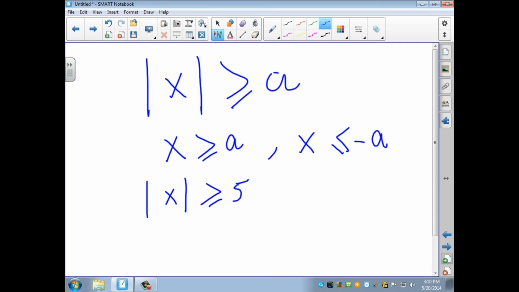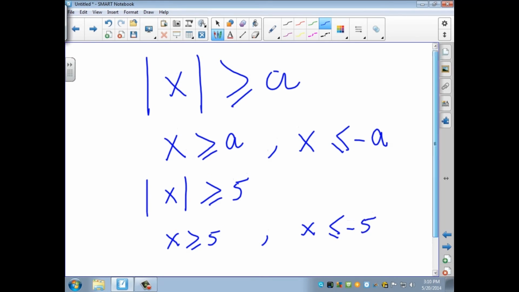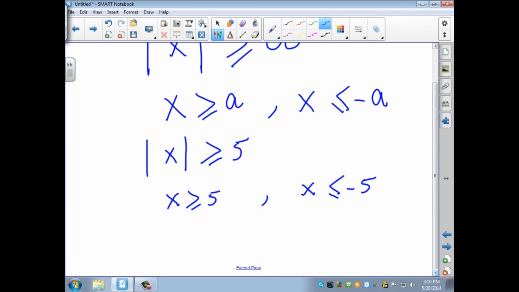That means what I'm saying is x has to be greater than or equal to 5, or x has to be less than or equal to minus 5. Of course, if x is greater than or equal to 5, like 10, then the absolute value of 10 is greater than or equal to 5, because the absolute value of 10 is 10. 10 is greater than or equal to 5. That takes care of this.